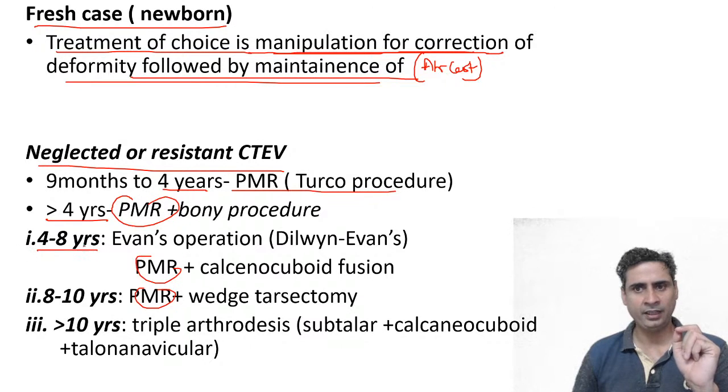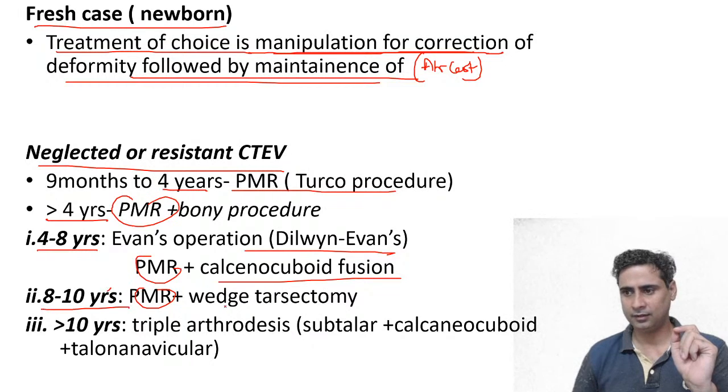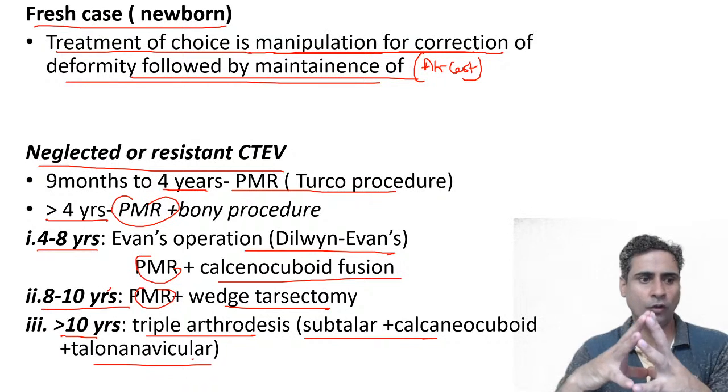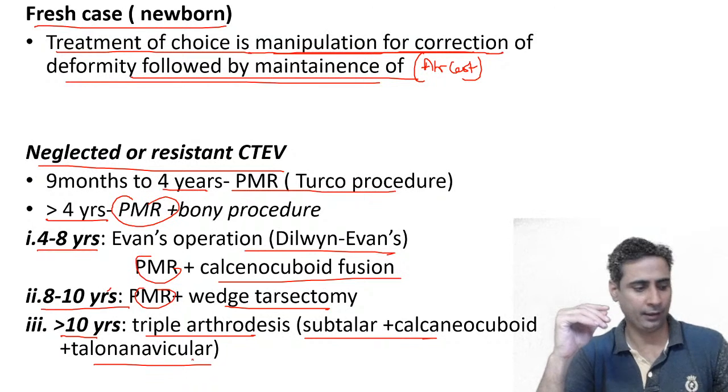Between 4 to 8 years, the bony procedure is Dillwyn-Evans procedure, that is calcaneo-cuboid fusion. Between 8 to 10 years, that is wedge tarsectomy. And after 10 years, it is triple arthrodesis, fusion of 3 joints. So this finishes our topic of pediatric orthopedics.